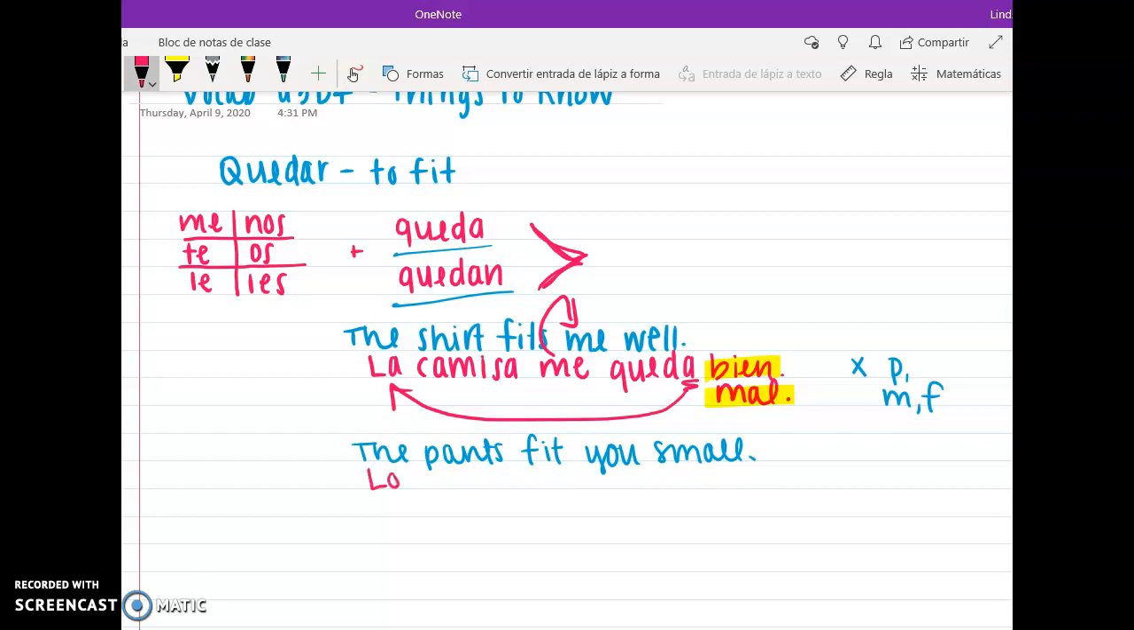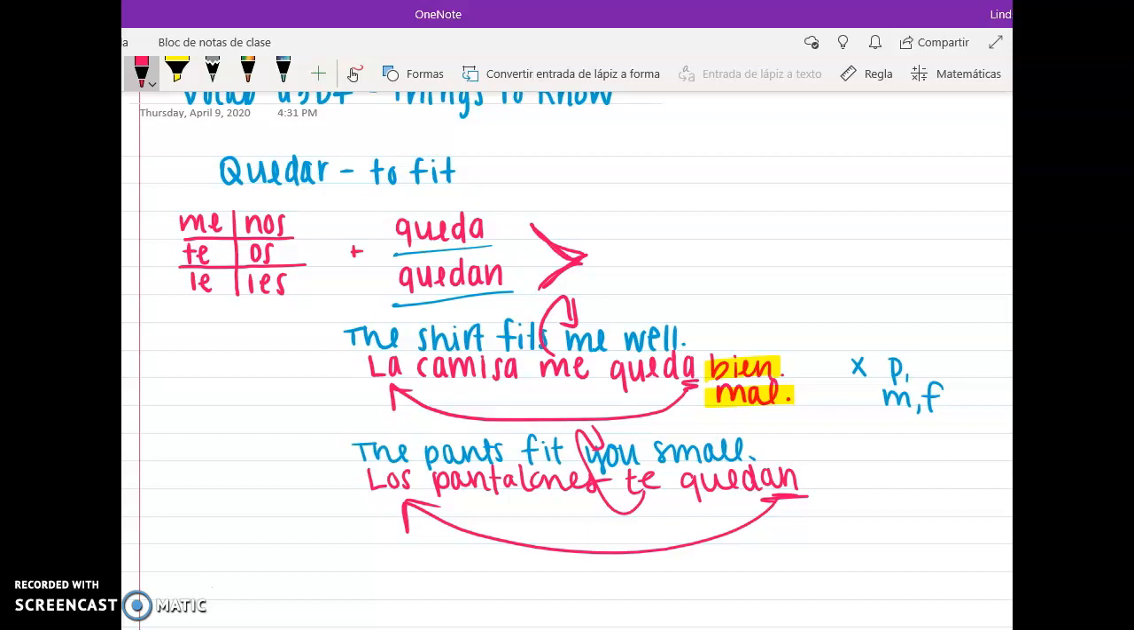Los pantalones. We're gonna do te to agree with you. Quedan with an n because pantalones is plural. And pequeños with an os again because pantalones is plural. So we can make pequeños masculine, feminine, singular, and plural.